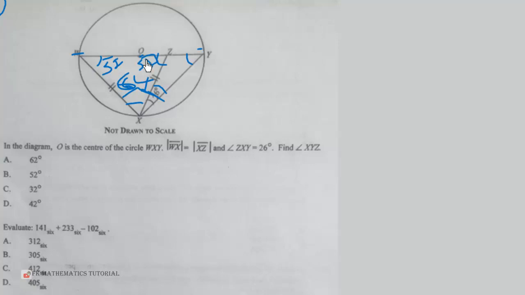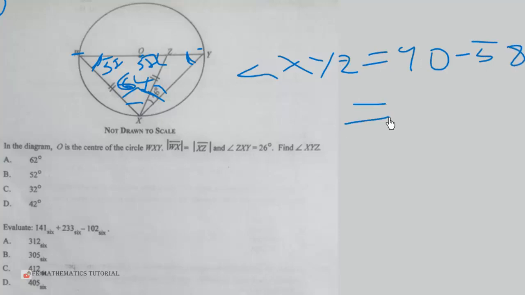because when you add all of them, you should get 180. So if this is 58, then this angle and this angle should be equal to 90. So angle XYZ should be equal to 90 minus 58, and that will be equal to 32 degrees. So the correct answer is C.